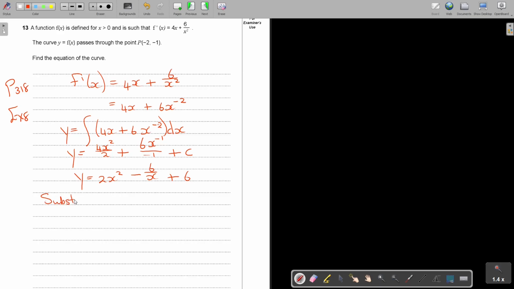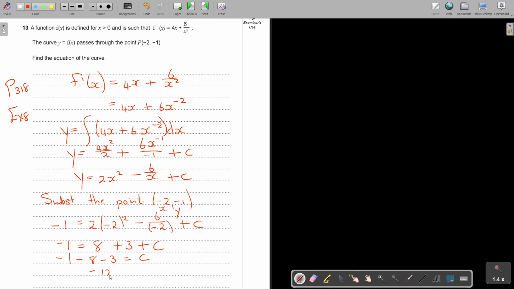Very nice question. Substitute the point (-2, -1). This is x, this is y. So negative 1 is equal to 2 times negative 2 squared minus 6 over negative 2 plus c. So it's negative 1 equals 4 times 2, 8, and this is negative 6 divided by negative 2, so positive 3, plus c. So negative 1 minus 8 minus 3, and that's the value of c. So c is negative 12.